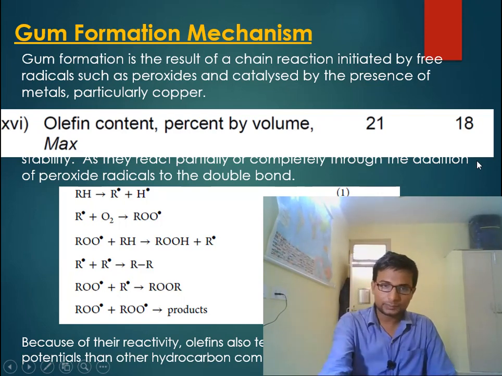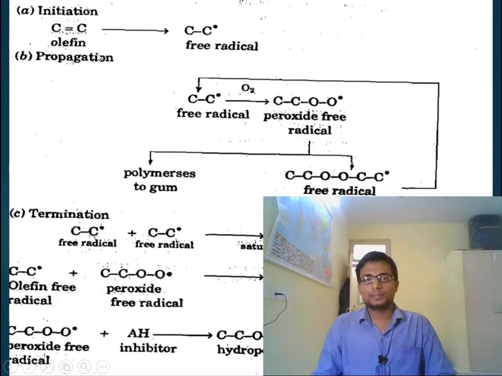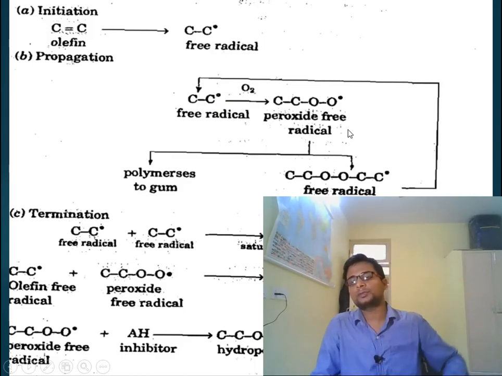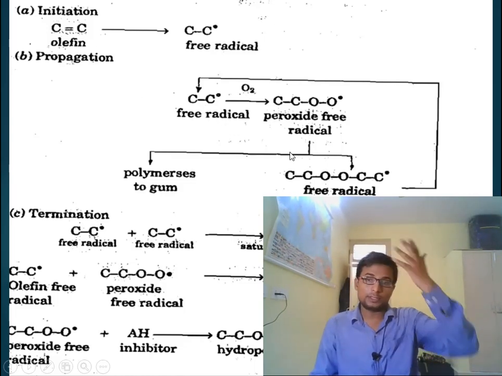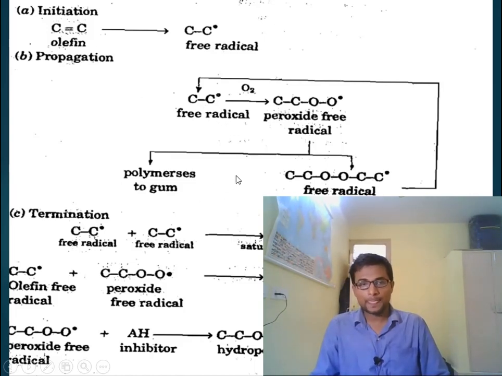Okay. Now the same mechanism is given here. This olefin may form these free radicals which combine with oxygen and form peroxide free radicals. Ultimately these peroxide free radicals may react with different olefins, and ultimately this may polymerize to gum, and these are the termination reactions. Okay.